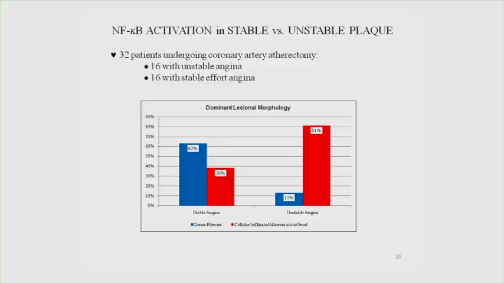The preceding study looked at NF-kB in the circulation. Now we're going to look at plaque. 32 patients undergoing coronary atherectomy, so you can scoop out the plaque and look at it under the microscope. Half had unstable angina, half had stable angina.